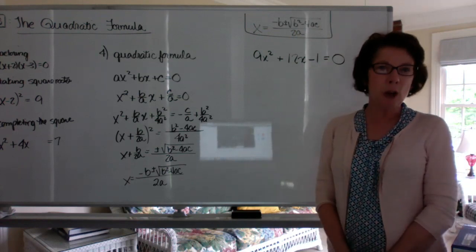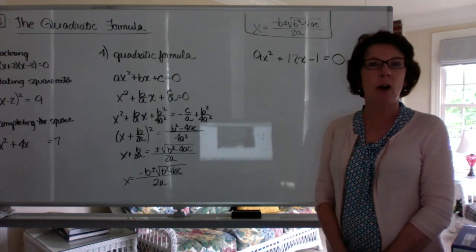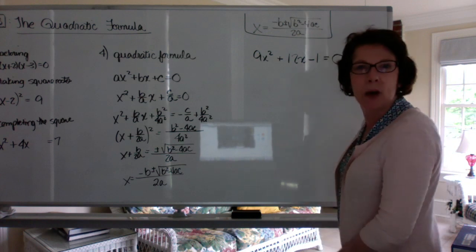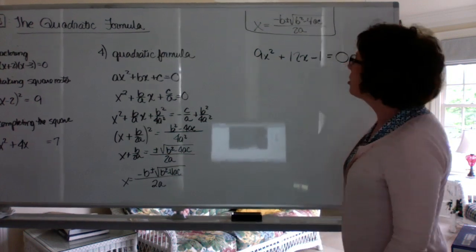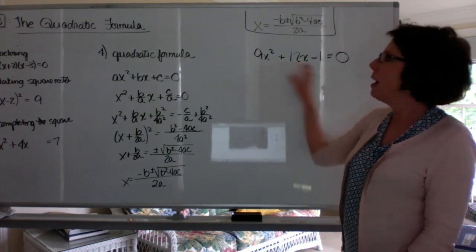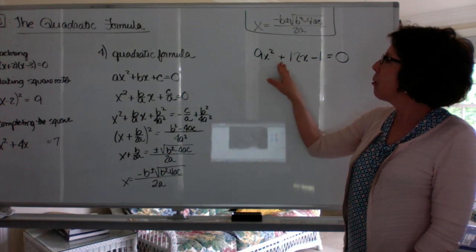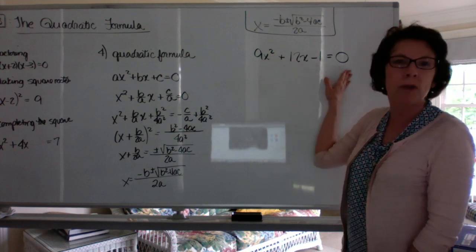That is going to be used, we're just going to plug and shove. We're going to plug in the values of a, b, and c into that equation. So, let's go ahead and look at this quadratic equation. Now, 9x squared plus 12x minus 1 equals 0.